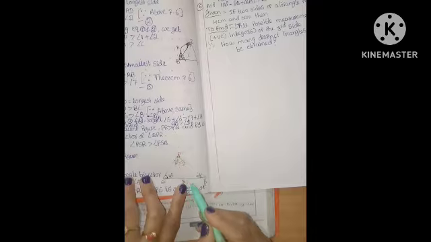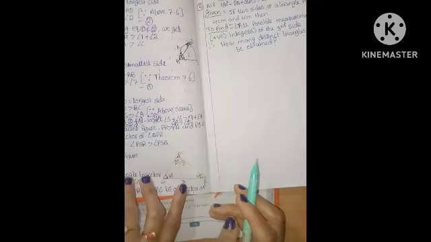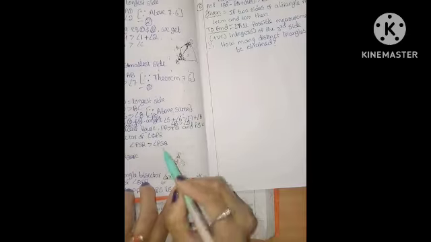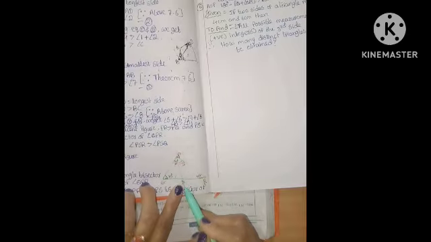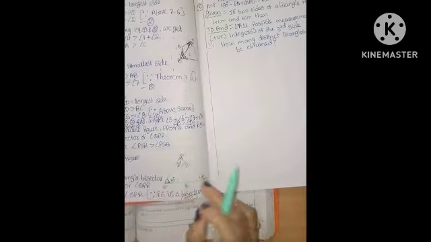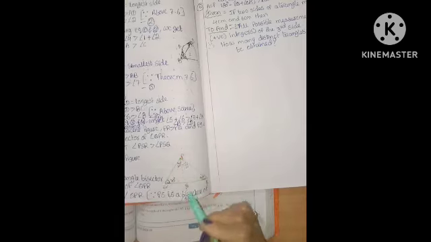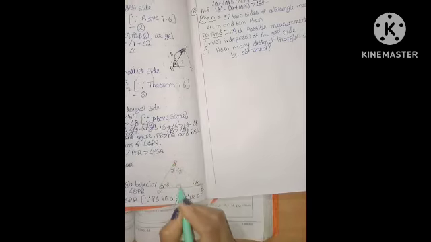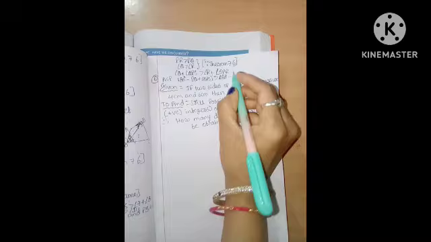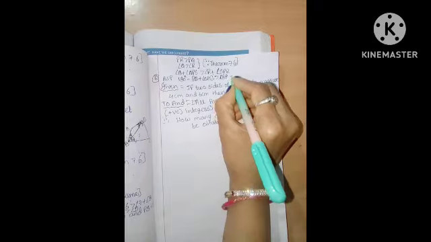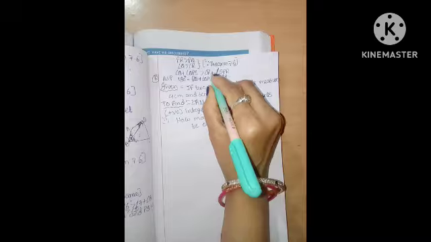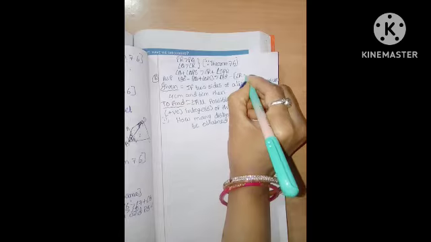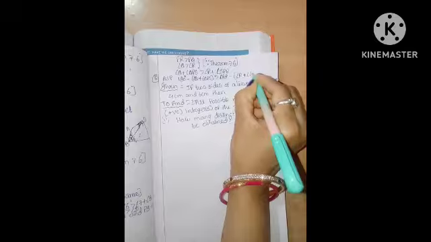Are you understood? We are using the angle sum property only in this problem. Why? Because we needed this angle only, PSQ, one angle, and PSR, another angle. We want these two angles. So that's why 180 degrees minus the sum of these two only. What's the angle? Angle R plus angle SPR.